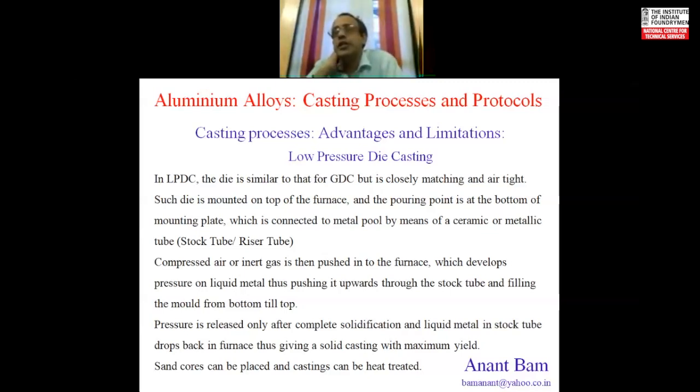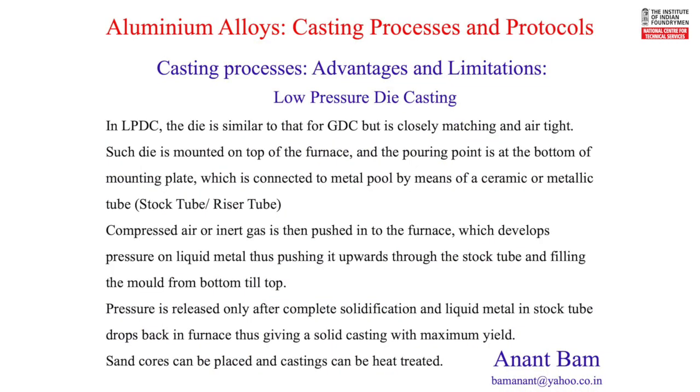Then the pressure is released, thereby allowing the excess metal within the stock tube to fall back into the crucible, and then the die is opened and the component is ejected. You can read the same thing in the slide.